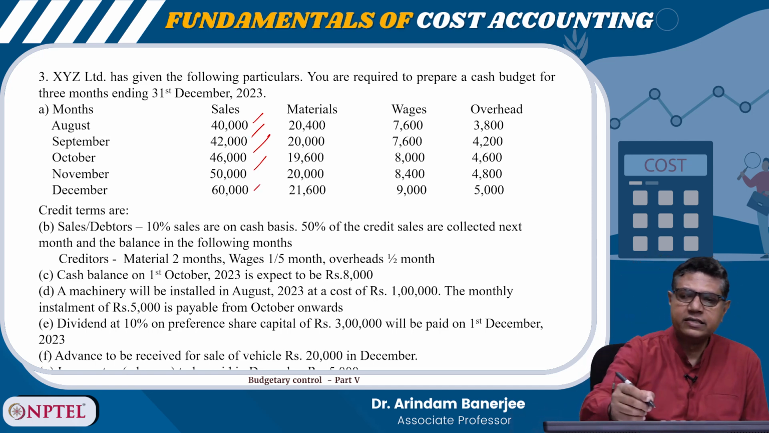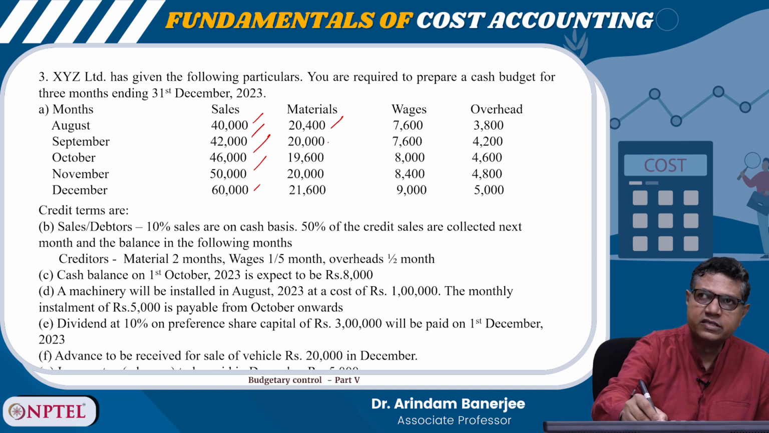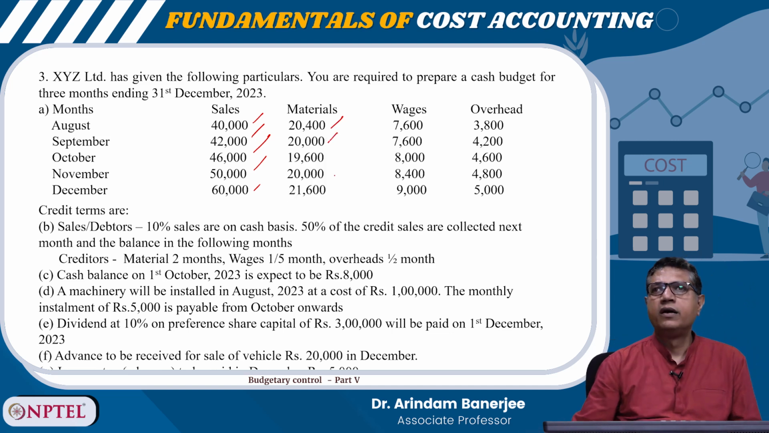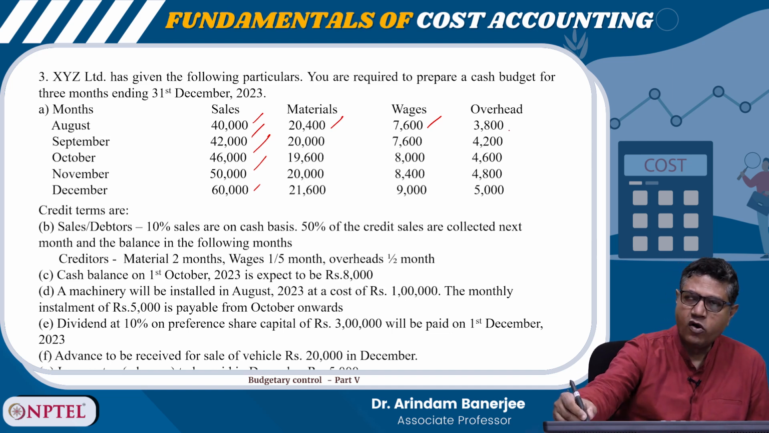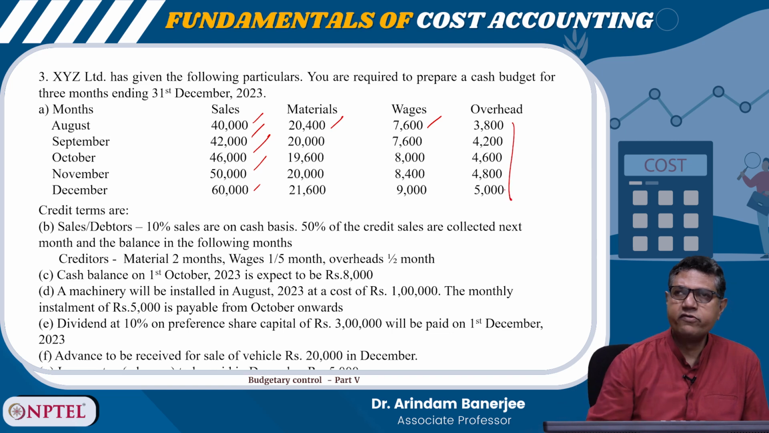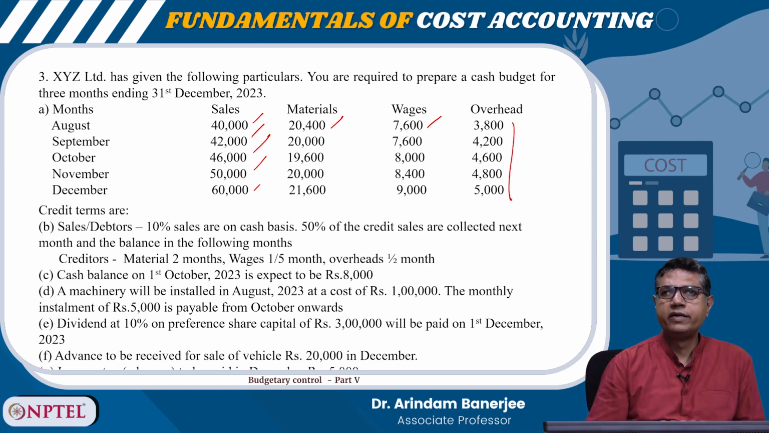For material, for August it is 20,400, for September it is 20,000, for October it is 19,600, for November it is 20,000 and December 21,600. For wages, for August it is 7,600, September 7,600, October 8,000, November 8,400 and December 9,000. Overhead for August is 3,800, September 4,200, October 4,600, November 4,800 and December 5,000, right.